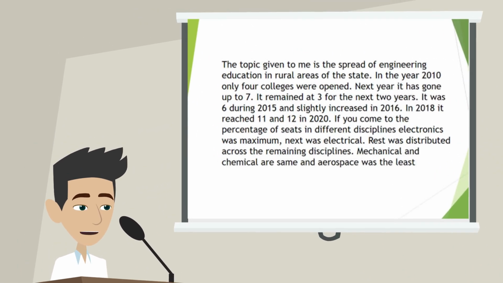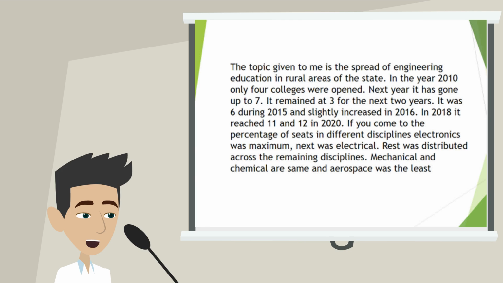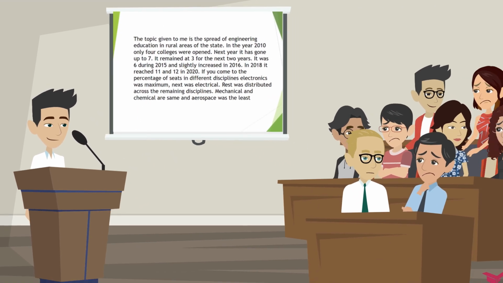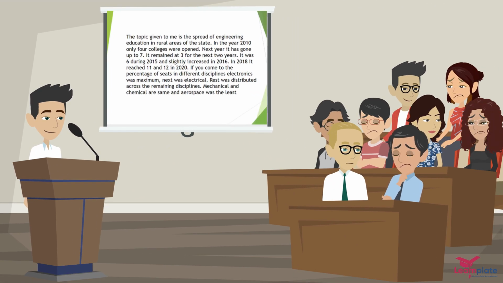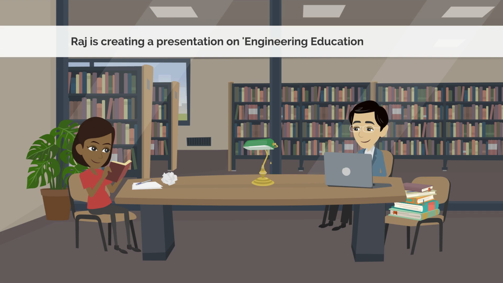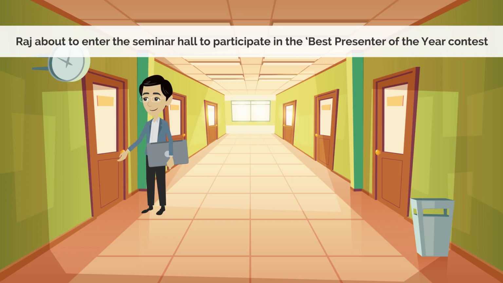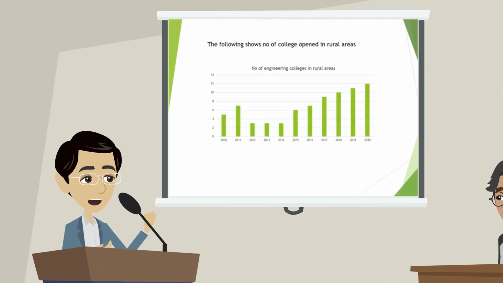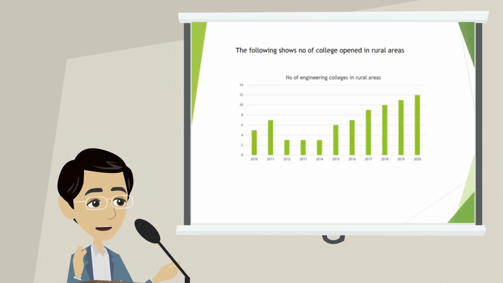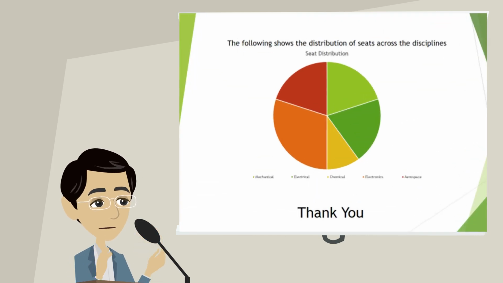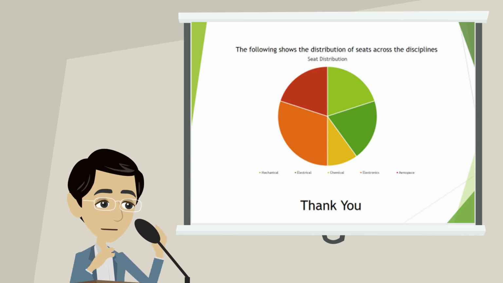The topic given to me is the spread of engineering education in rural areas of the state. In the year 2010, only 4 colleges were opened. All the information is there. This slide shows opening of engineering colleges in rural areas in the last decade. This slide depicts the distribution of seats across the disciplines.